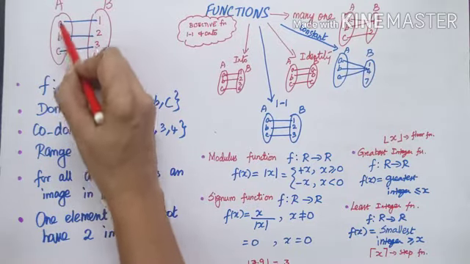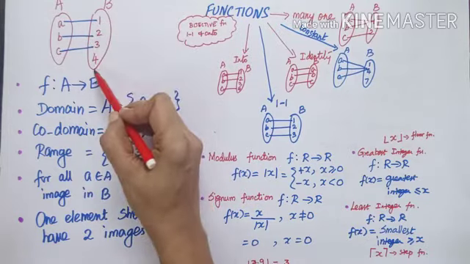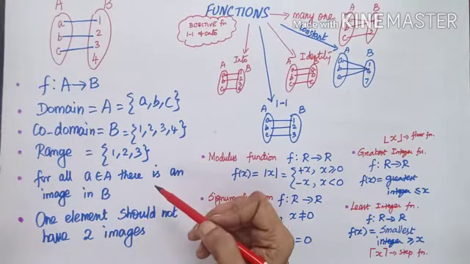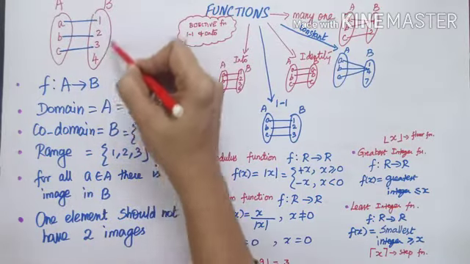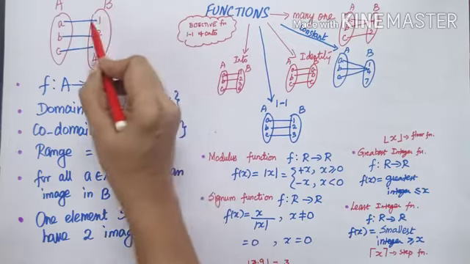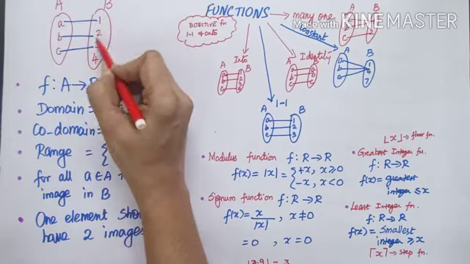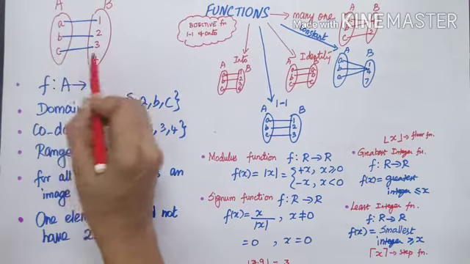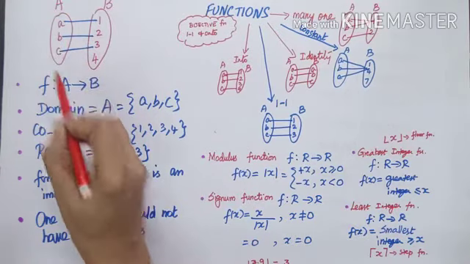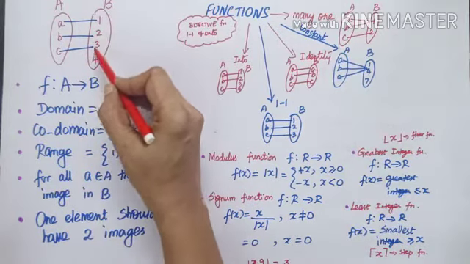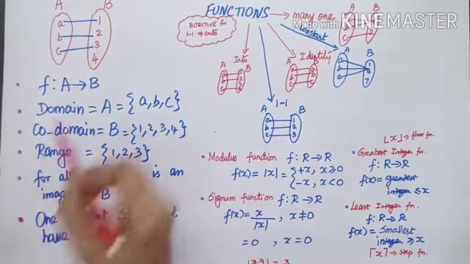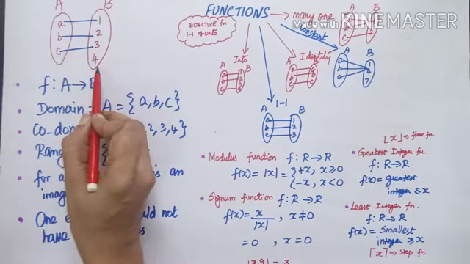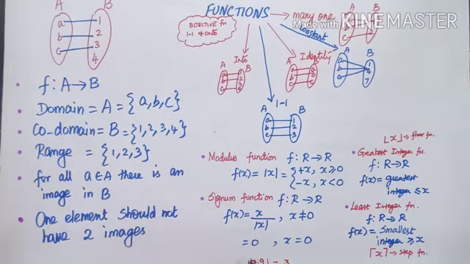These are called elements. These are called images. This I can also call pre-image. Range. Range is a subset of the codomain. Whichever is marked, these images alone I will write as a set. So what is the domain for this particular example? A, B, C. Codomain 1, 2, 3, 4. Whereas range is only 1, 2 and 3. 4 is not mapped. So 4 will not come under range.